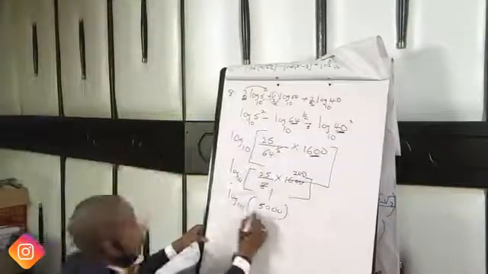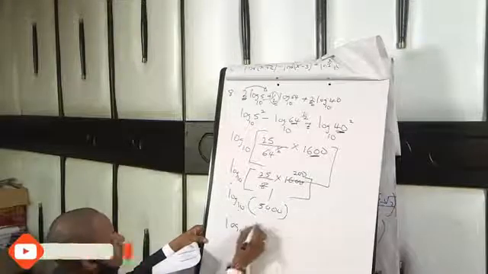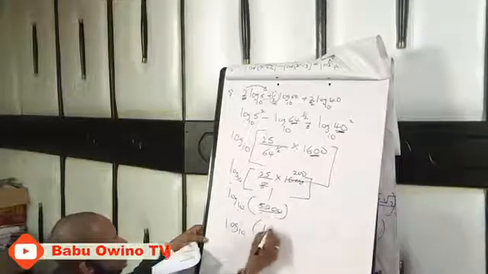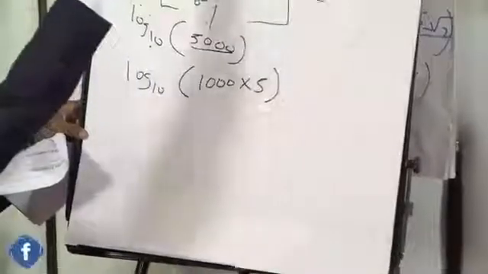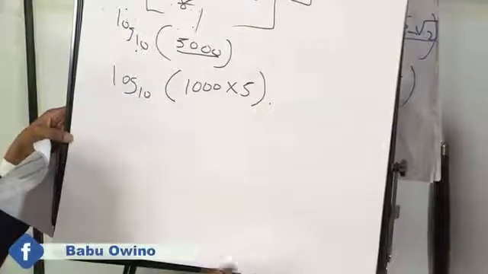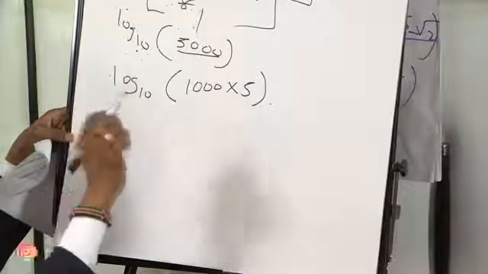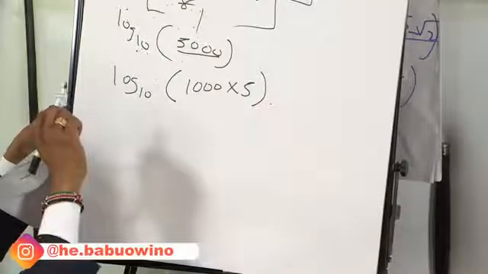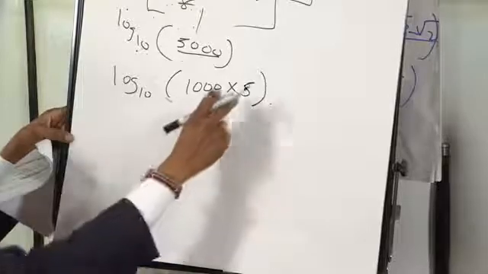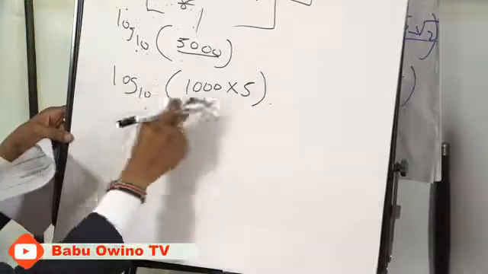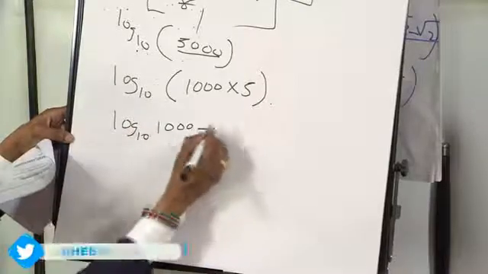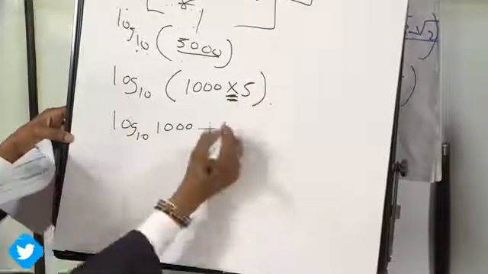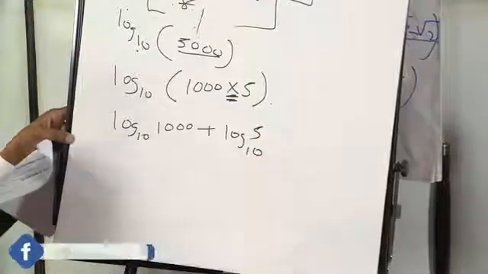You can see that log to base 10 of 5000 can be written as 1000 times 5. When you split this, when you open it up, it's like you are going back to the initial relationship that we had. I told you when you see minus, you divide. When you see plus, you multiply. So when you see multiplication, you add. So you can equally write this as log 1000 to base 10 plus log 5 to base 10.